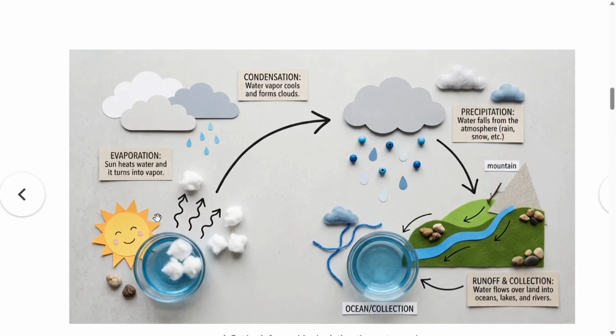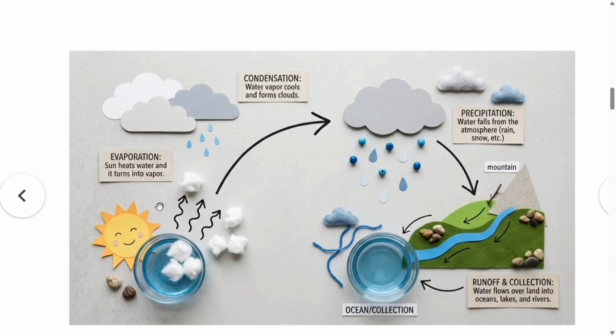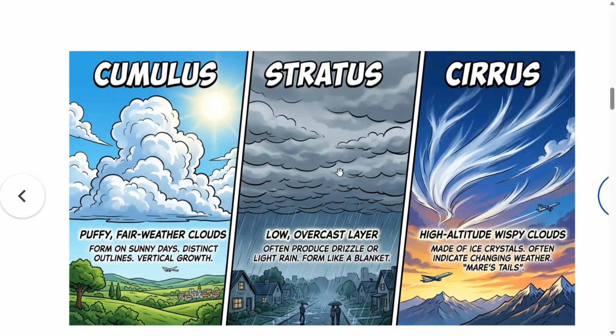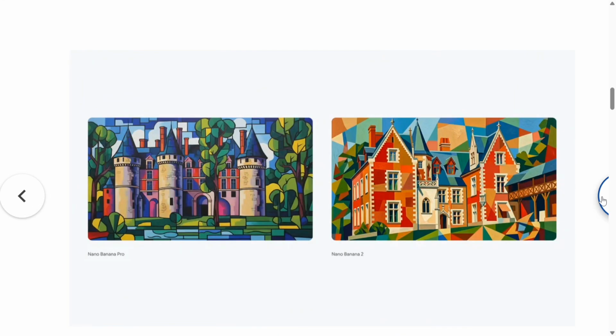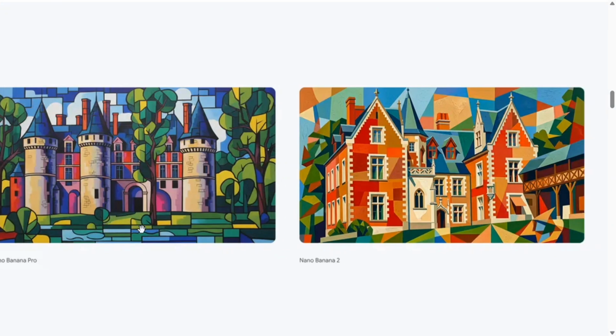Just see this example. A flat lay infographic depicting the water cycle, and the output is just amazing. Every text is absolutely correct and it is depicting the water cycle quite correctly. These are some comic strips it is able to generate, which is looking quite interesting. Again, all the text is absolutely correct, and you can now generate full length comics. As I can see, the quality is quite good. This was the quality for Nano Banana Pro, and this is the quality for Nano Banana 2. As you can see, both the models are quite good.